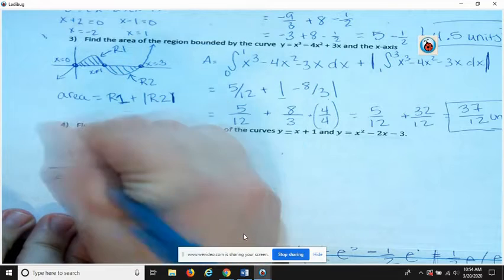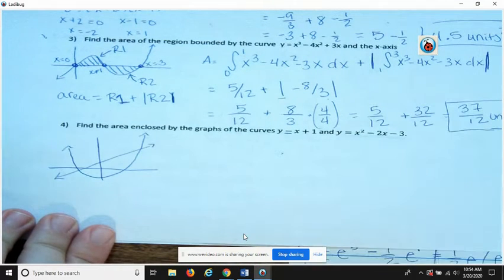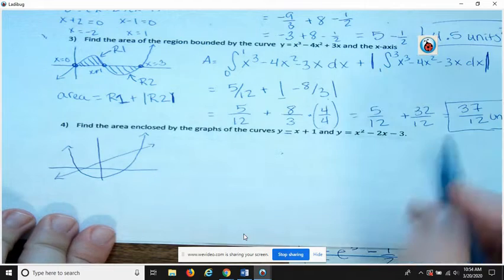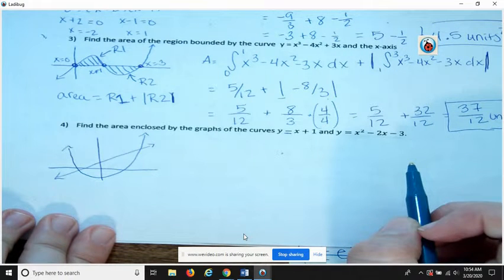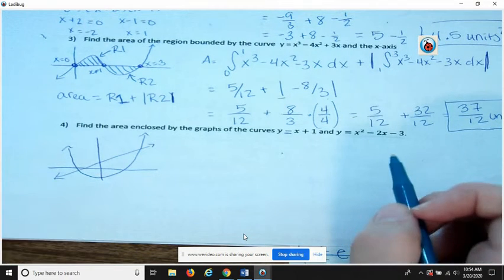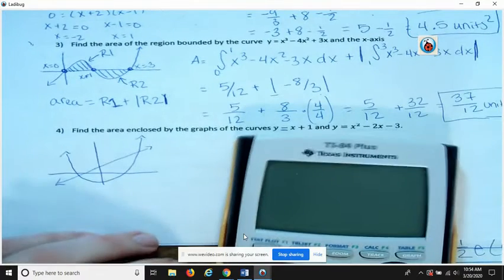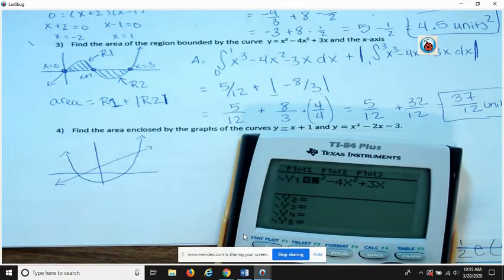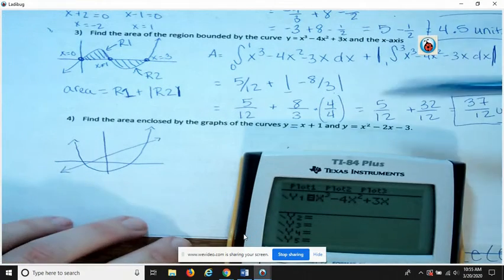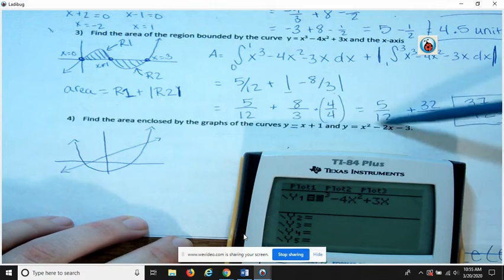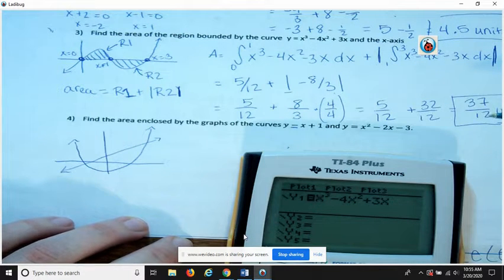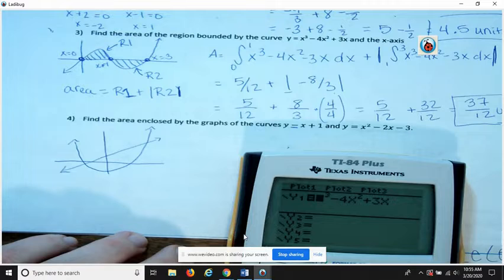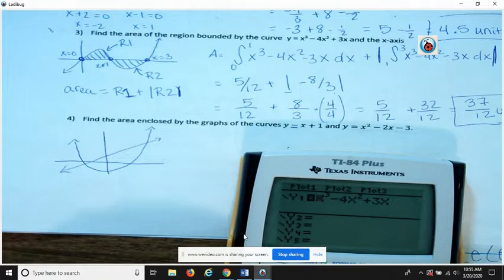For number 2, it asks us to find the area of the region bounded by the curve negative x squared minus x plus 2. Because we have a negative leading coefficient, our parabola is going to face down, and we're just guessing what it looks like for now. You could either solve for the x values or go ahead and find the roots in your calculator. And so what we're looking for is this area here.